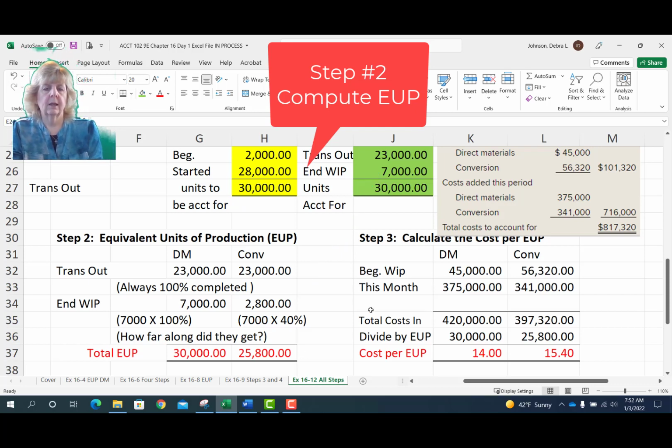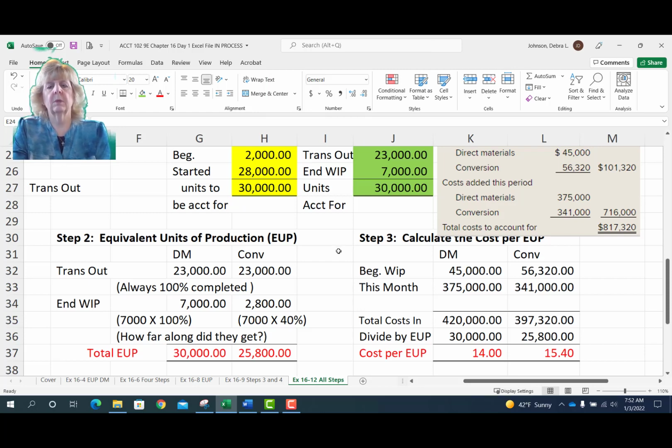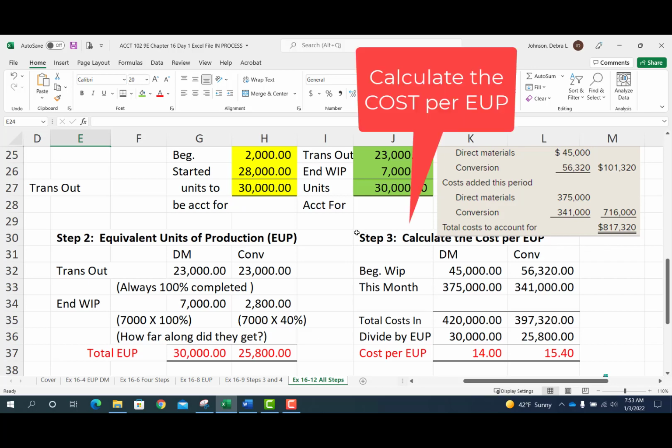Step 3 is the first time that dollars come into the mix. So I snipped the information from up above so I wouldn't have to keep changing screens. And the goal here on step number 3 is to calculate the cost per equivalent unit. Another way of saying that is how much does one completed unit cost. So we took our beginning WIP for both direct materials and conversion straight from the author. That information's right here.